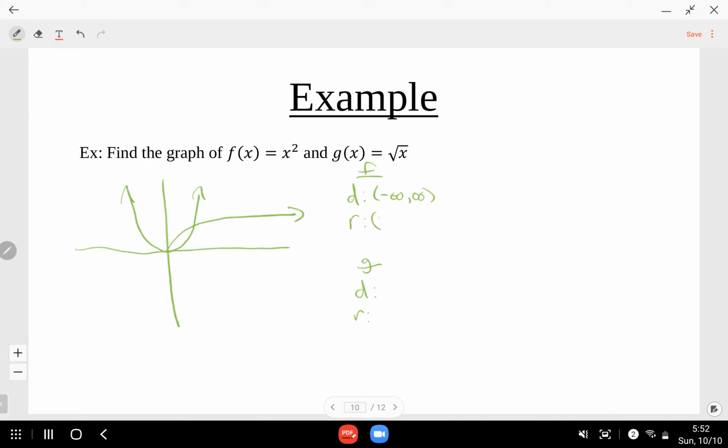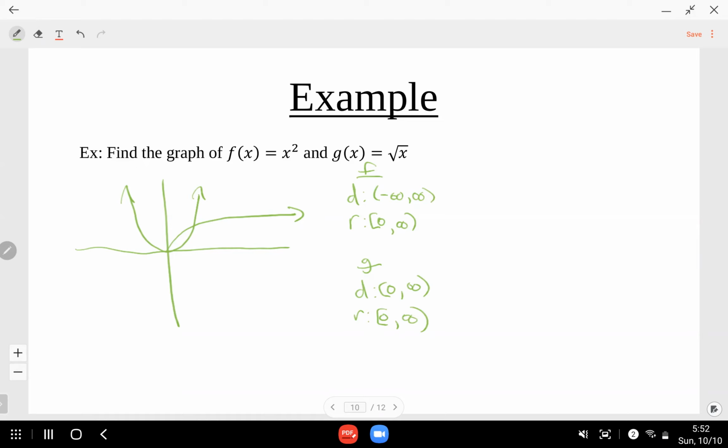And the range would be 0 to infinity. Well, 0 is inclusive. All right. Domain here is, again, inclusive 0 to infinity, and range is also inclusive 0 to infinity. All right.